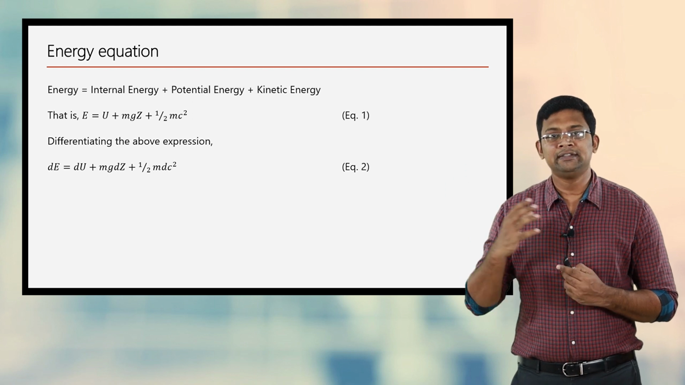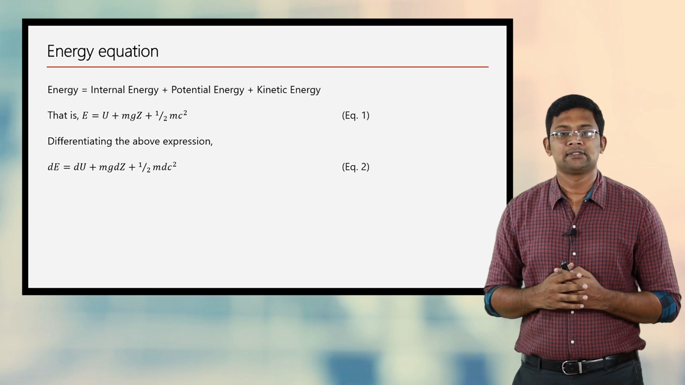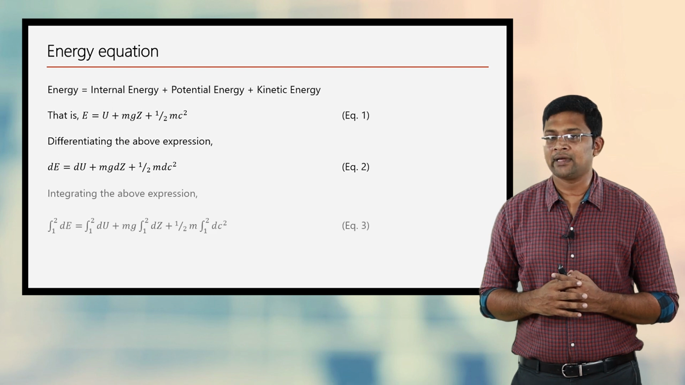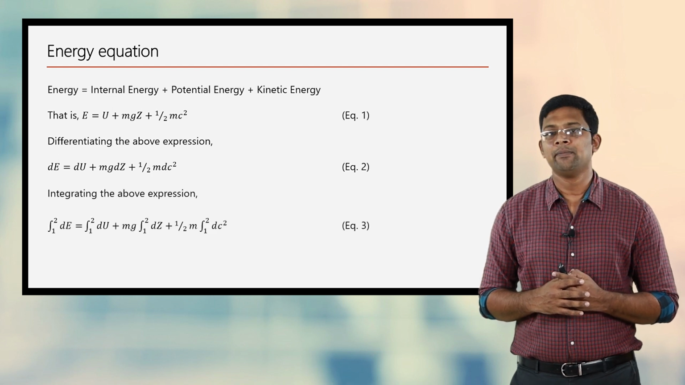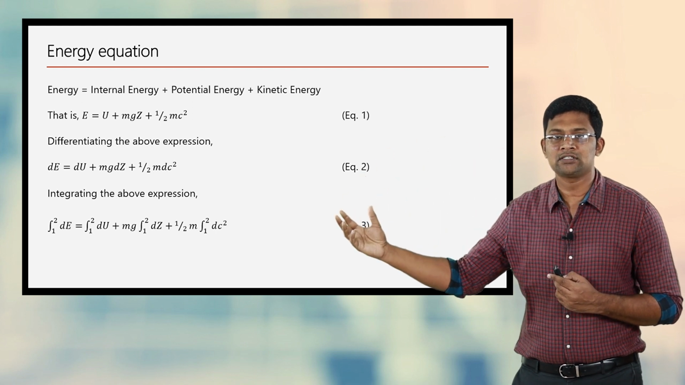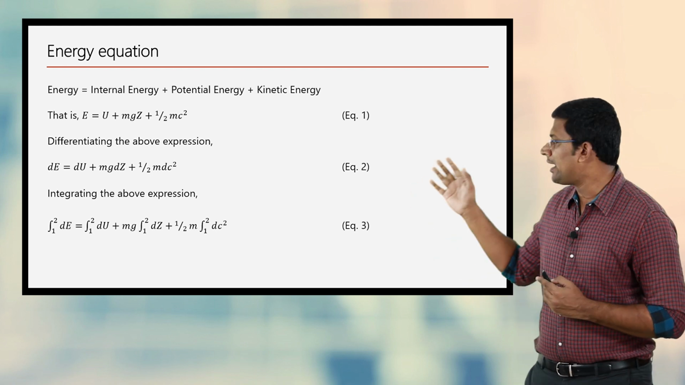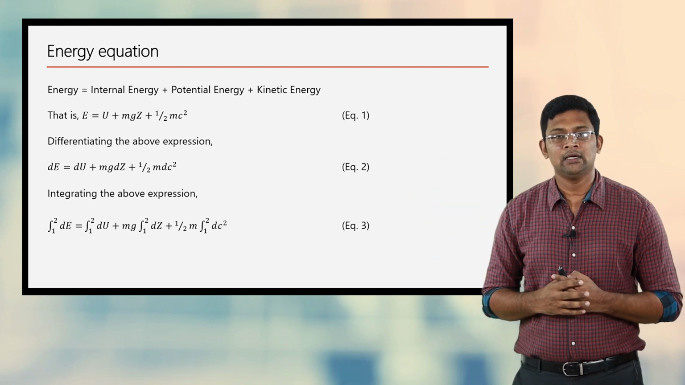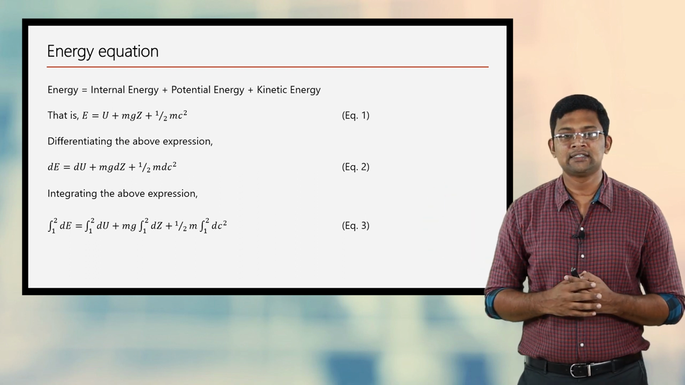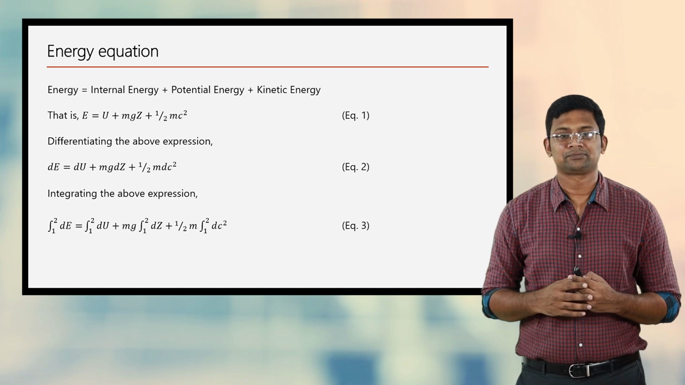So we will be obtaining dE is equal to dU plus mg dz plus half m dC square. Now let us try to integrate the above expression with respect to the limits 1 and 2. 1 represents the condition of the control volume at the inlet and 2 represents the condition of the control volume at the exit. So while integrating, we will be obtaining integral dE is equal to integral dU plus mg integral dz plus half m integral dC square.